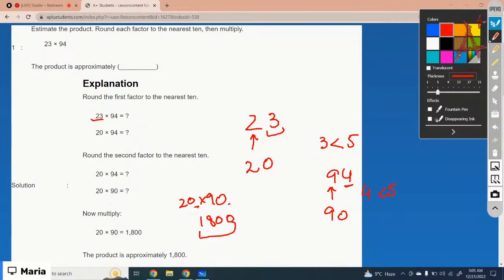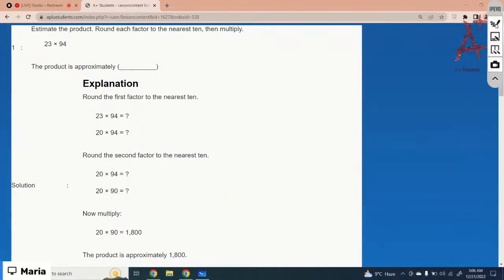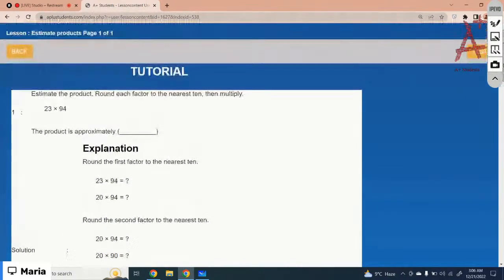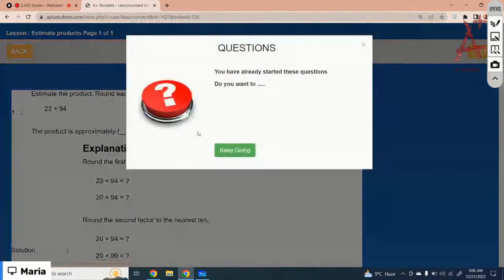Got it, everyone? Okay, let's just start with the test questions. So on the top right corner, we have a test button. So let's just start with the test questions.